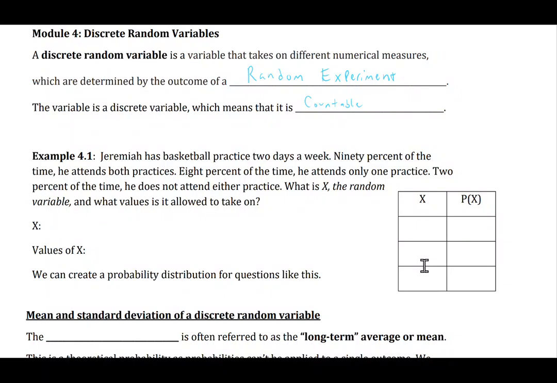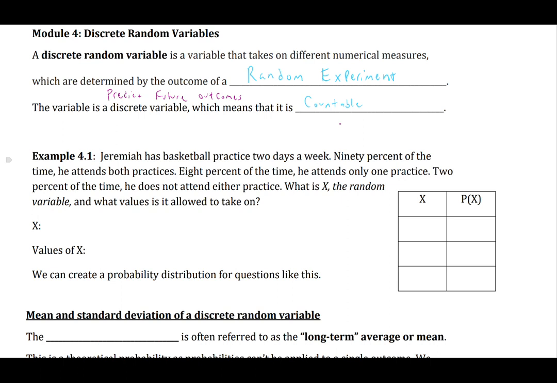Hello, we are working on Module 4, Discrete Random Variables. A discrete random variable is a variable that takes on different numerical measures which are determined by the outcome of a random experiment. The thing with random variables is that we are trying to predict future outcomes. These are always theoretical in that we'll never know what the actual outcomes will be in the future, but they are discrete, and that means that the variable itself is countable or has a non-infinite amount of numbers.